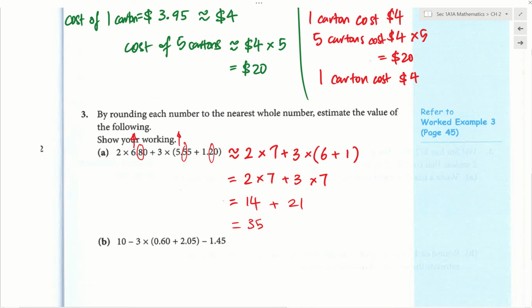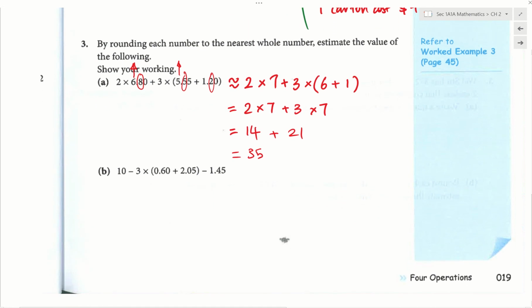Okay, so for part B now. Same thing, round off each number to the nearest whole number. So round it off. First number is a 10, it is a whole number already. Second number, minus 3, no change. Third number, 0.60, what do I circle? Good. Up arrow becomes 1, bracket 1, plus, next. What do I circle? 0. Then no change, yes. Minus, what do I circle now? 4. Circle 4, no change. Answer, 1 over here.